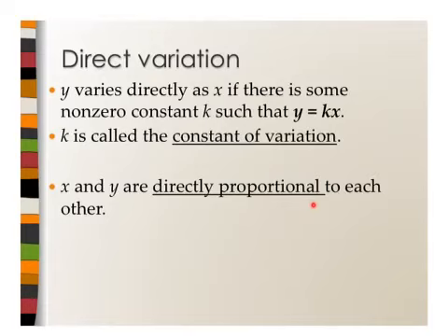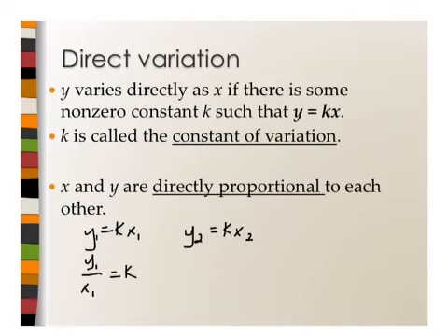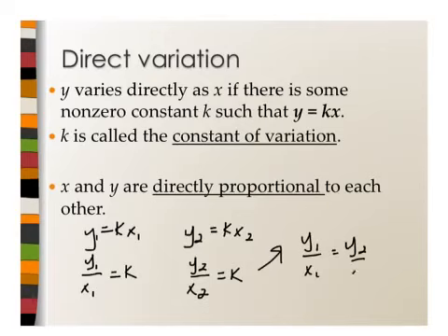Now, before we get into the examples, there's one way to think about direct variation. If you take y equals k times x, let's say this is a y1 and this is an x1, and then you have two other variables, y2 and x2, related by that same constant of variation. If you solve each equation for k, you'll have y1 over x1 equals k, and y2 over x2 equals k. Then you can set them equal to each other and say y1 over x1 equals y2 over x2.